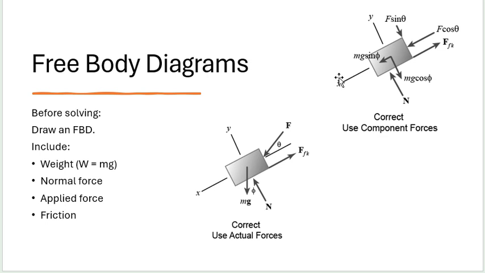So before solving a problem in dynamics, we always draw a free body diagram like this. The abbreviation is FBD. Here you can see we usually show the weight, the normal force, the applied force, and then the friction. And this force is the resultant, so you can break it down into two. One is along the x-axis, and the other one is along the y-axis.